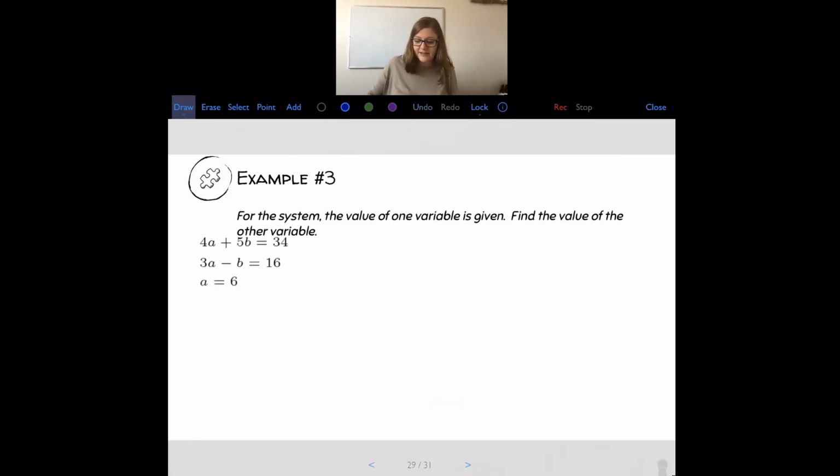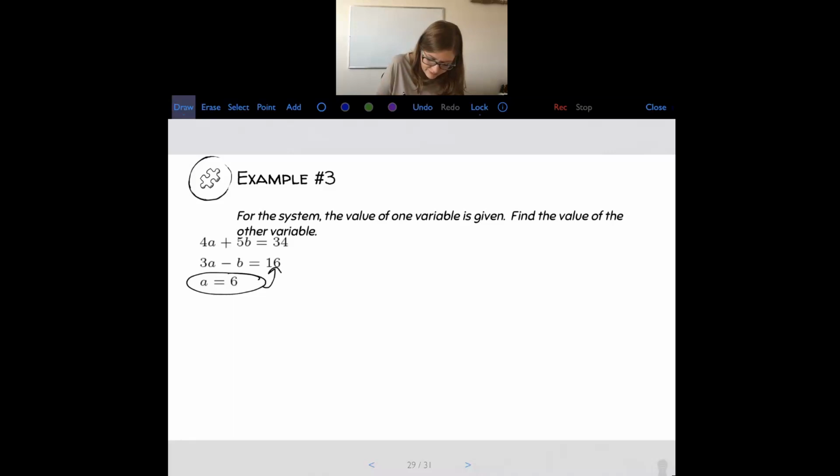Next, you'll see something like this. For the system, the value of one variable is given. Find the value of the other variable. So we have 4a plus 5b, 3a minus b equals 16, and we have a equals 6. So this is an equation, but it's telling us the value of a. So all we have to do is substitute this into the first or second equation to find the value of b so that we find the solution. I'm going to substitute it into the second equation because those numbers are smaller.